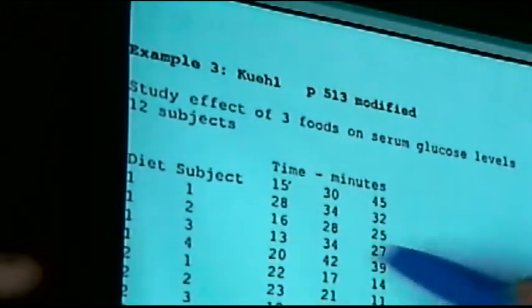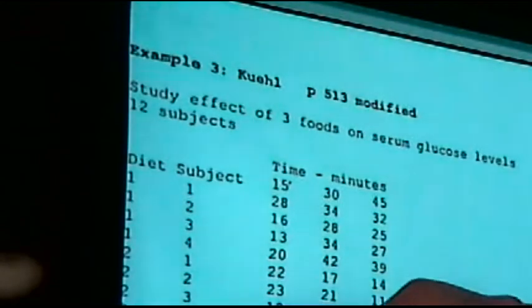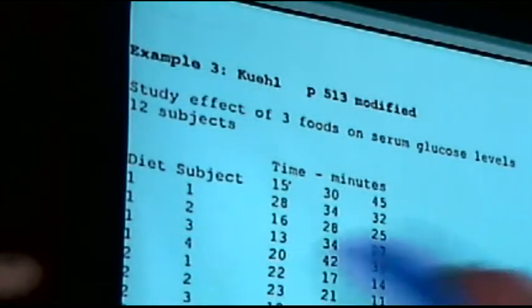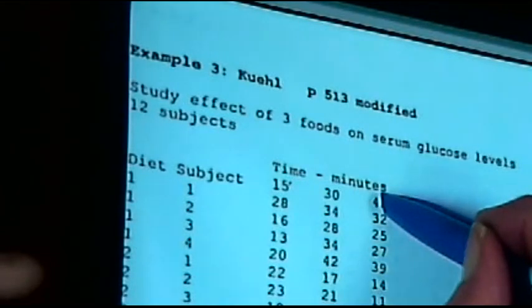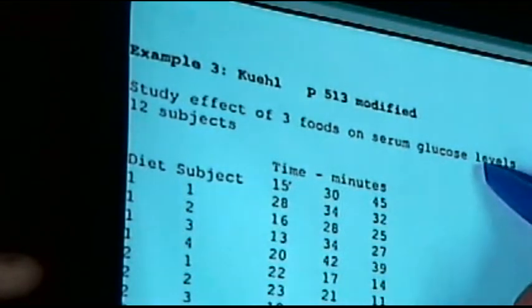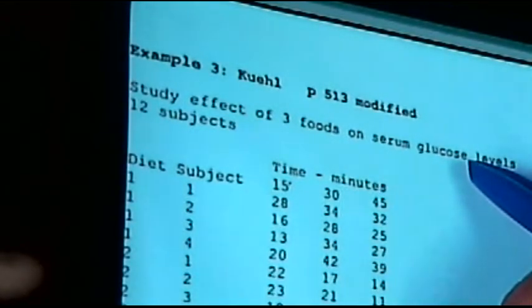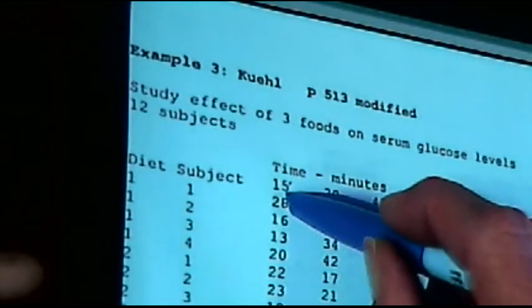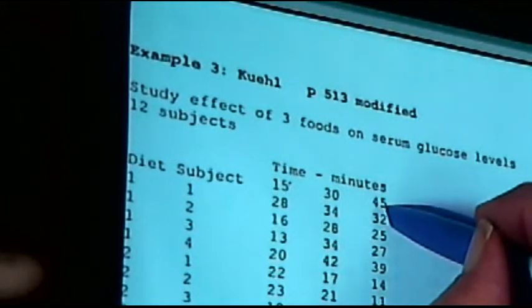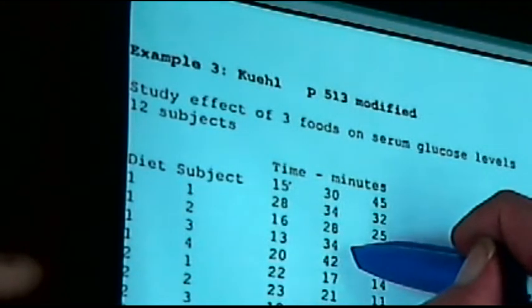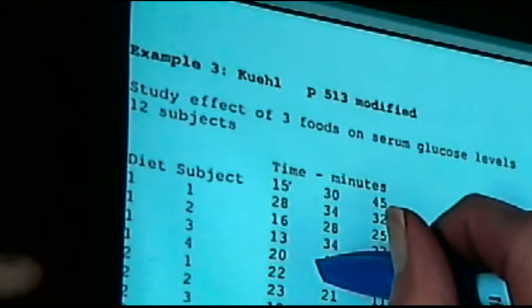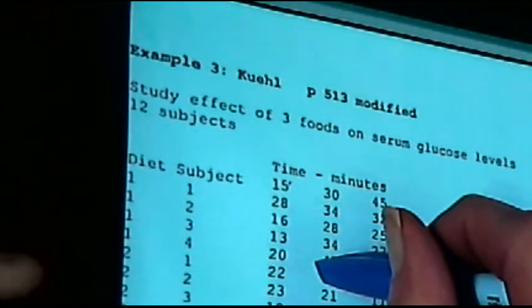So factor A is the diet. There's subject. And now factor B is this time business up on top here. We're going to measure the glucose levels after a certain number of minutes. After 15 minutes, after 30 minutes, and after 45 minutes. Now this is again a repeated measurement experiment because we're getting multiple measures on the same person.